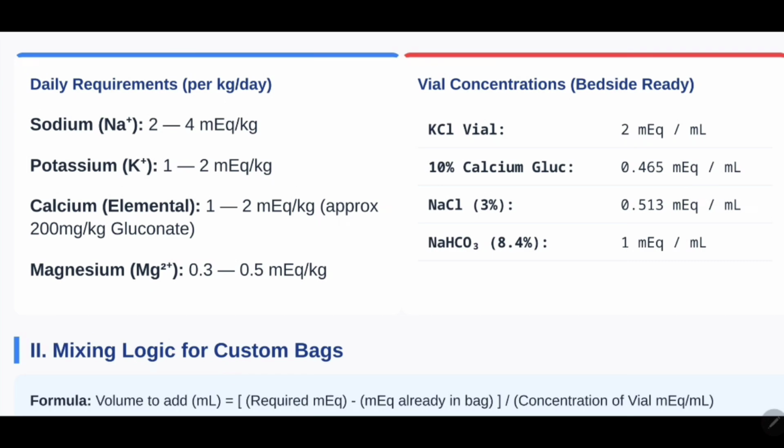Okay, this is the basics of the daily requirements of electrolytes. You first know the basics, and only then can you give advice in practical settings.